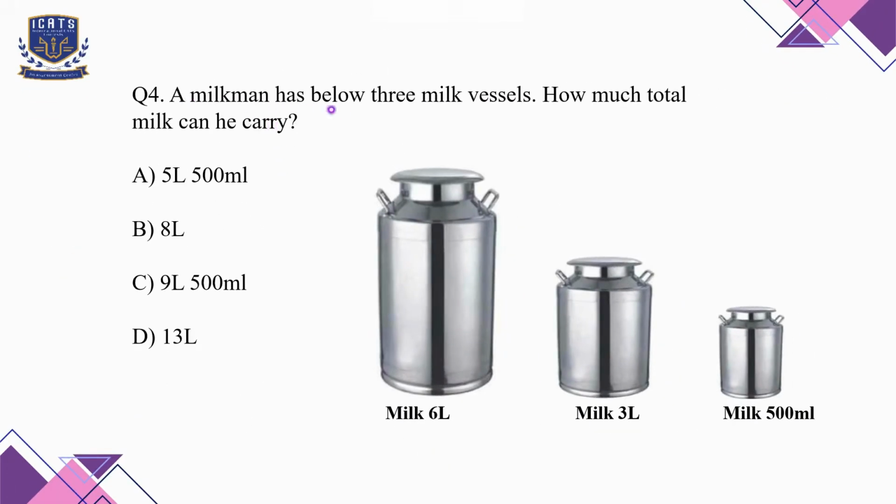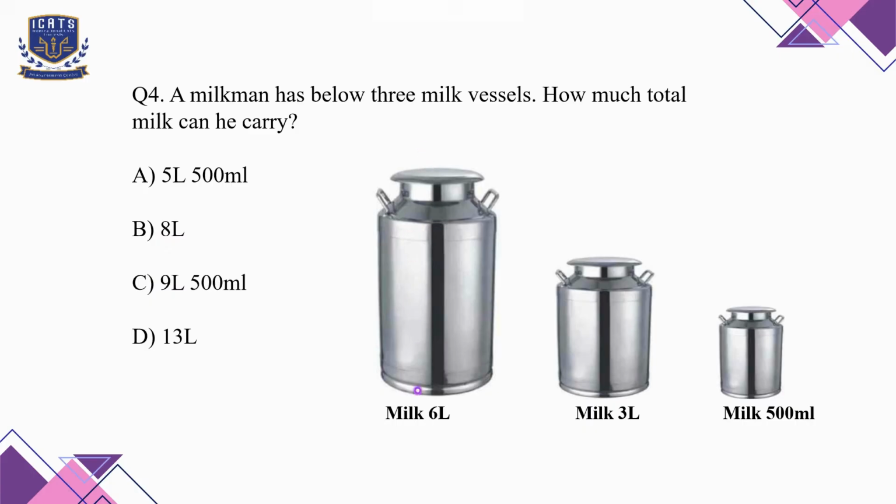Question number 4. A milkman has the below 3 milk vessels. How much total milk can he carry? Option A, 5 liters and 500 milliliters. Option B, 8 liters. Option C, 9 liters and 500 milliliters. Option D is 13 liters.